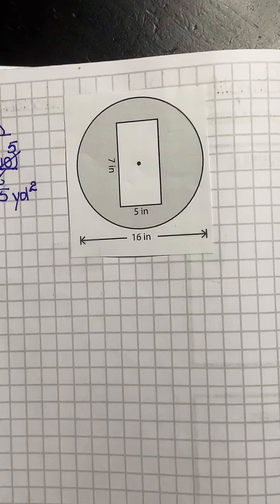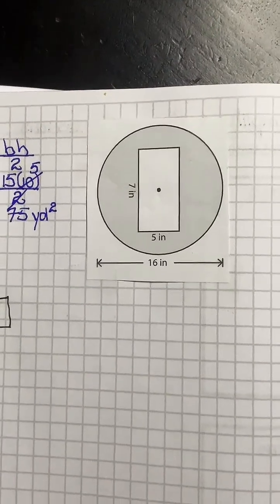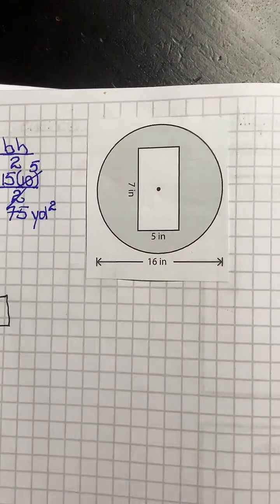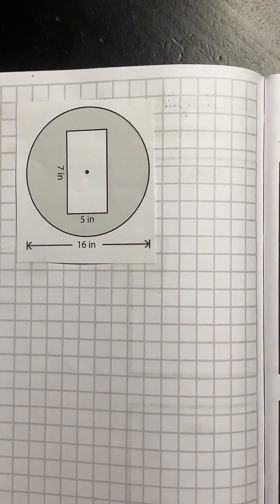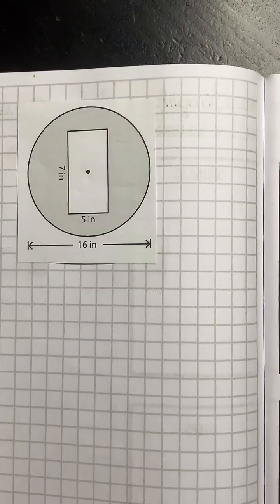So, two shapes that they're giving us. They're giving us a rectangle and they're giving us a circle. So we need to find two areas.